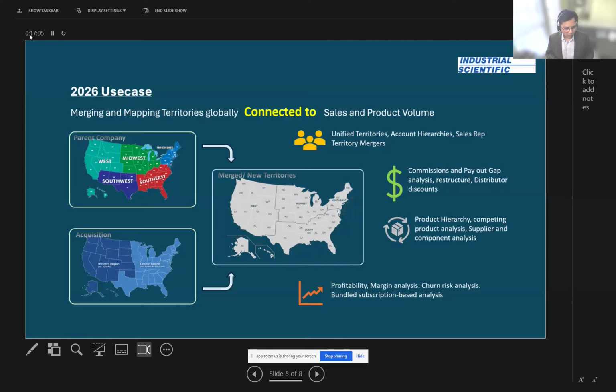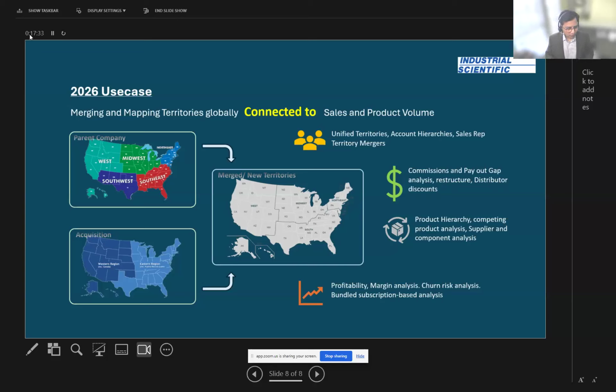And then we can also start looking at product mixes and see which products are more profitable, which products are less profitable, which products are self-competing in terms of the offerings that both these companies have eventually when they merge. And we can also do some profitability and margin analysis, and also position ourselves in a way that we are not at an imminent risk of churn once these two systems integrate.